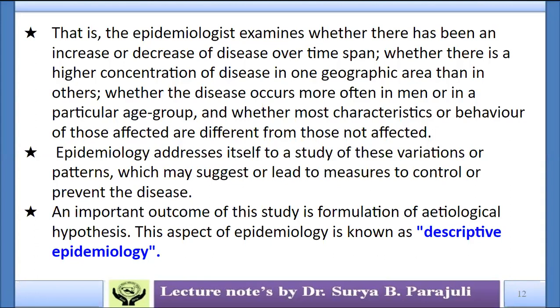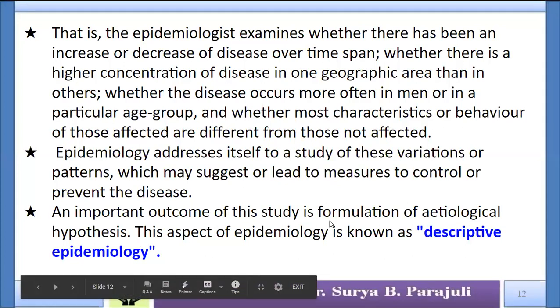Epidemiology addresses itself to a study of these variations or patterns, time, place, and person distribution, which may suggest or lead to measures to control and prevent the disease. So if the COVID-19 fatality is more in the elderly group, then we need to be more concerned for the elderly population. This is how we can apply the concept of epidemiology to prevent and control any disease.